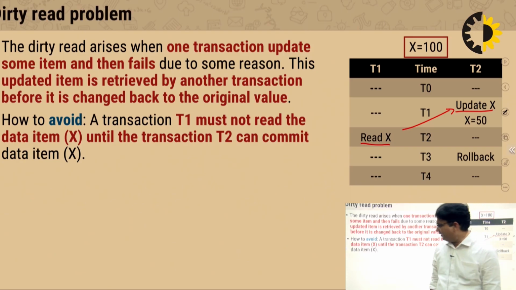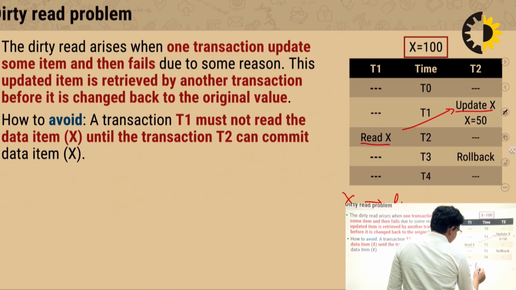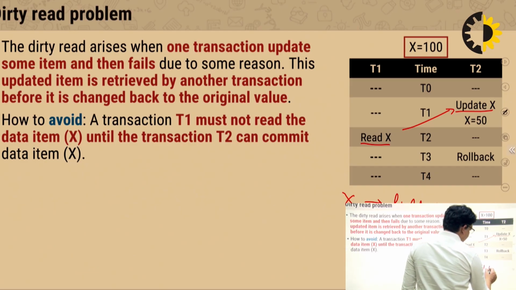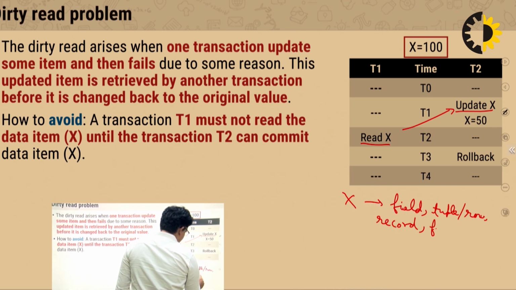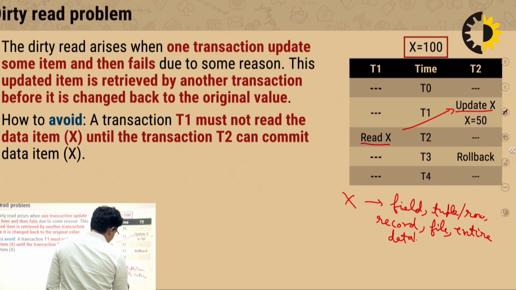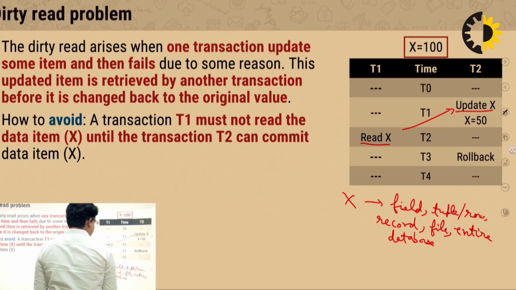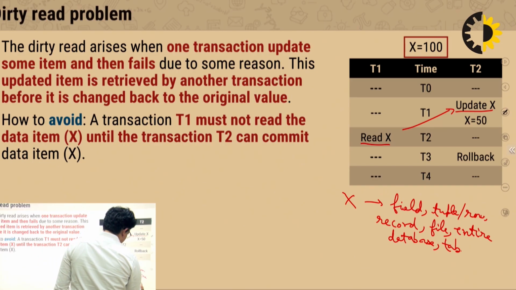Now, what is the data item X? We have been discussing it. X can be any field, any tuple, or we can say row, or record, or file, or entire database. So what constitutes a data item? It can be anything, either a field, tuple or row, record, file, entire database or entire table. So X can be anything.